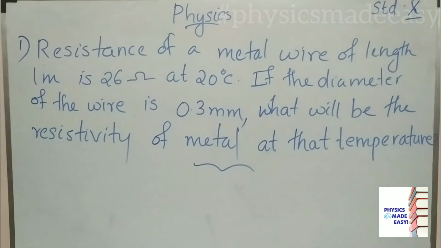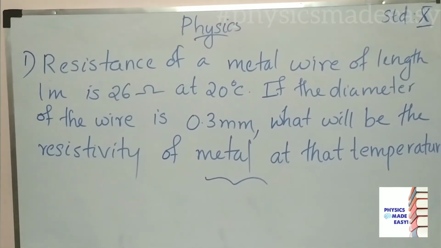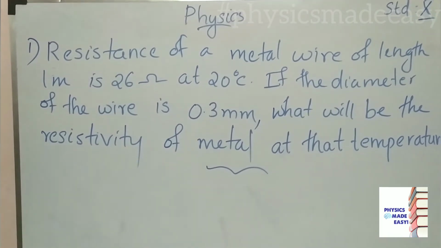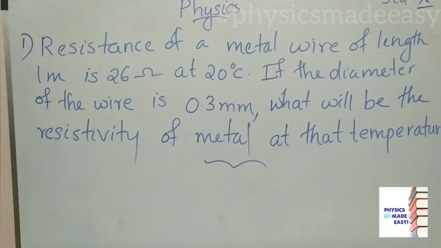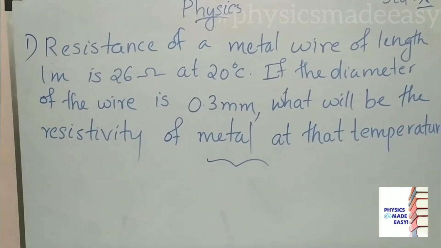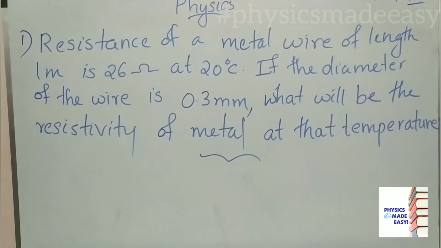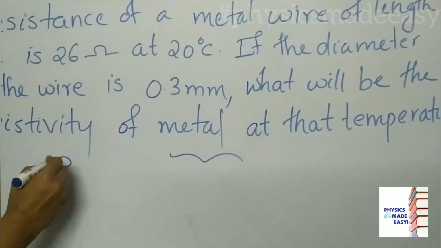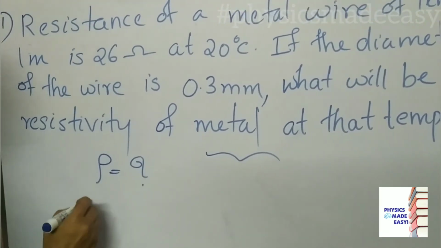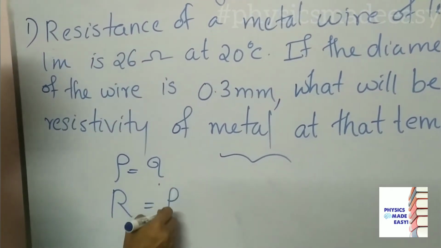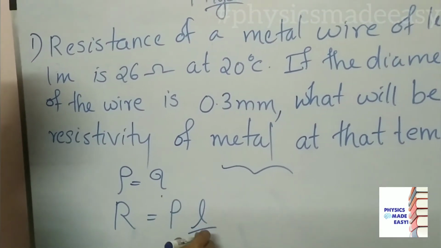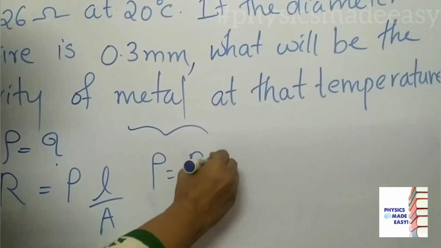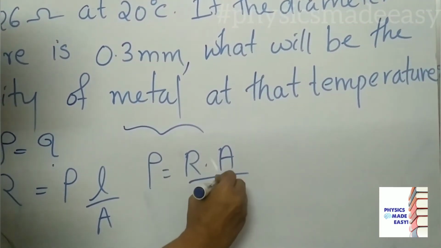Let us do one problem. Resistance of a metal wire of length 1 meter is 26 ohm at 20 degrees Celsius. If the diameter of the wire is 0.3 millimeter, what will be the resistivity of the metal at that temperature? We have to find the resistivity. We have this equation R is equal to rho L by A. From this we can write rho is equal to R into A divided by L.